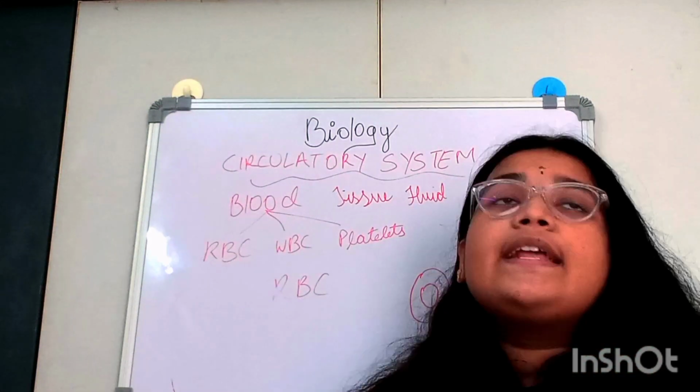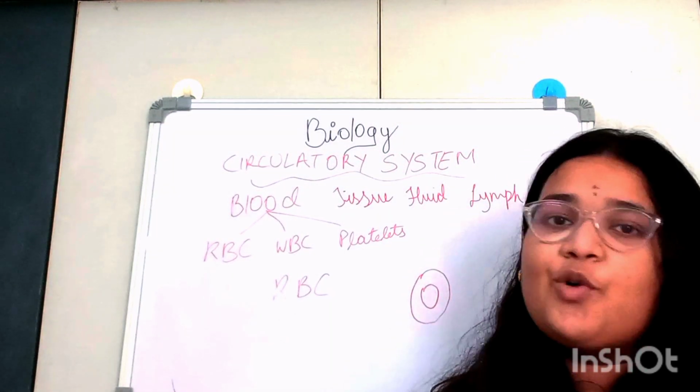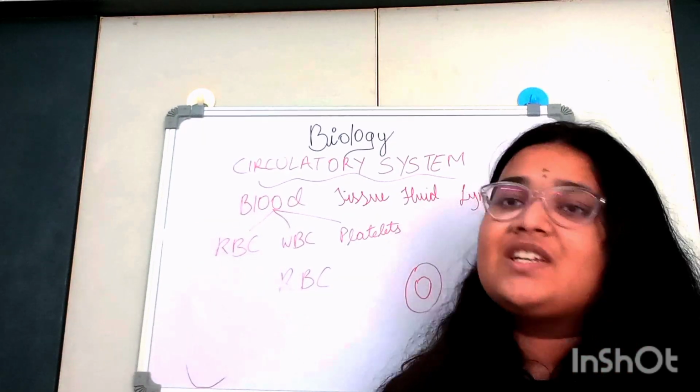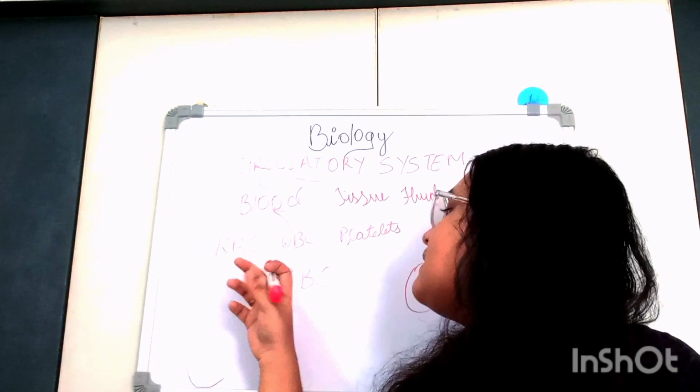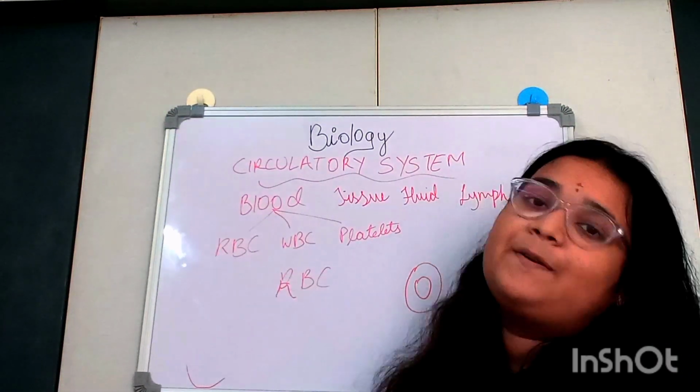And then blood is red in color basically. But how does it get that red color? Yes, it's hemoglobin. Is this hemoglobin actually present? Yes, it's present in RBC. And in this video we are going to talk about RBC.